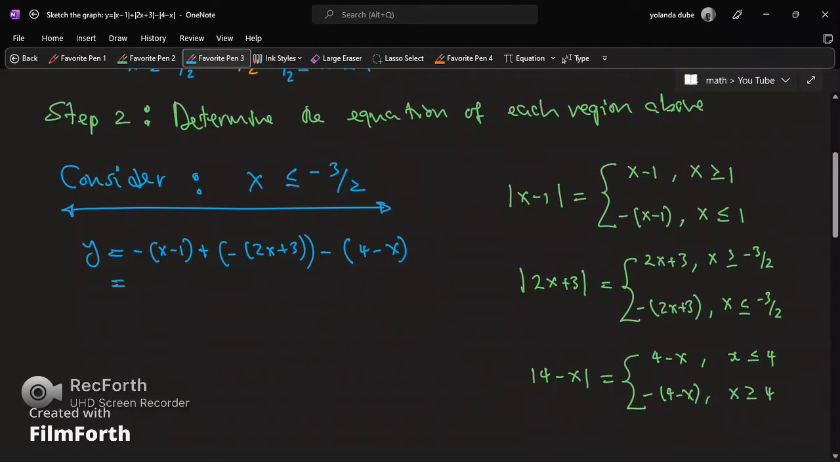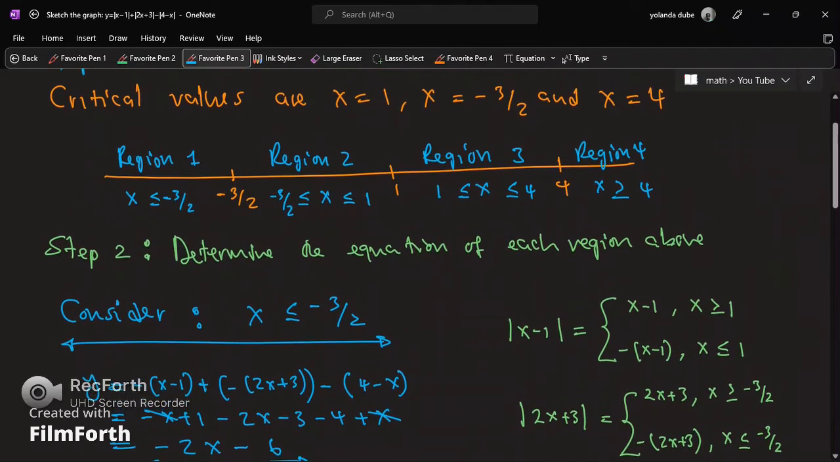The next thing, we just have to simplify this, which will give us negative x plus 1, negative 2x, negative 3, negative 4 plus x. So the x's cancel, this one cancels. What remains is negative 2x. And then simplifying the remaining, we get negative 6. So for the region x less than negative 3 over 2, our function is described by this equation, which is a straight line.